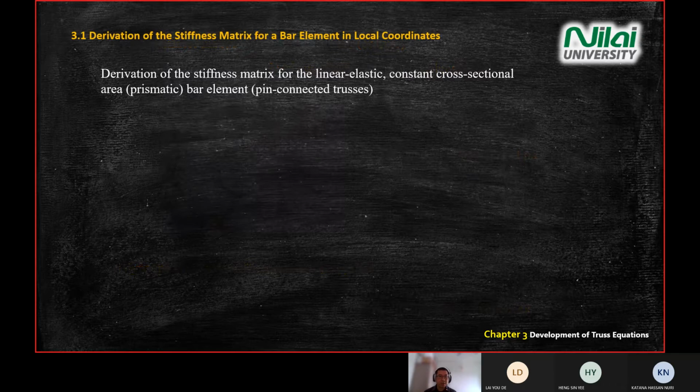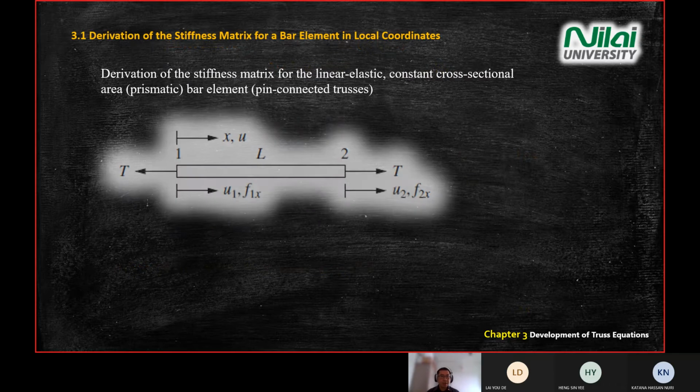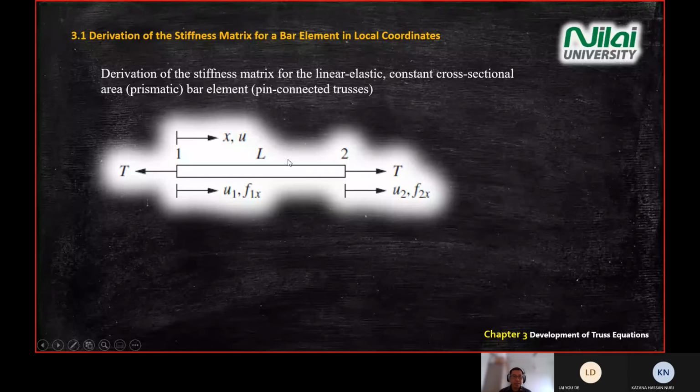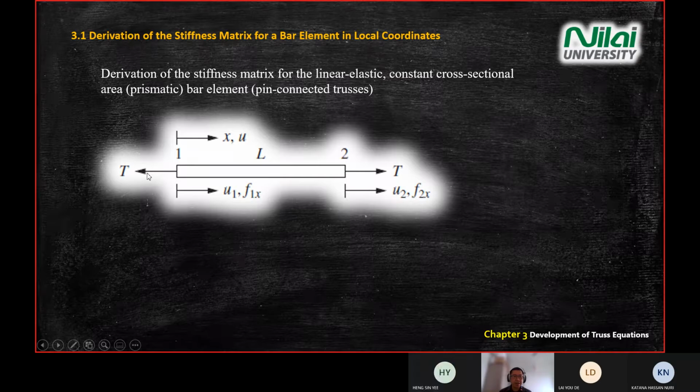Let's jump into the derivation. So in your chapter 3 tutorial question number 1, you will see the same diagram. So what does this diagram mean? You have a bar and the length is L. On this bar, you have point number 1 and point number 2. And there's a force pulling the bar at both ends.